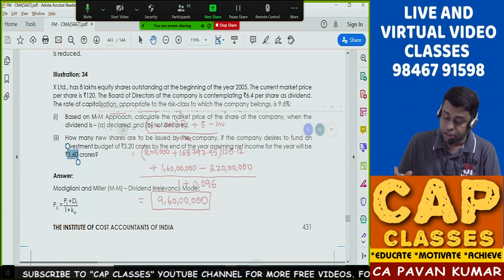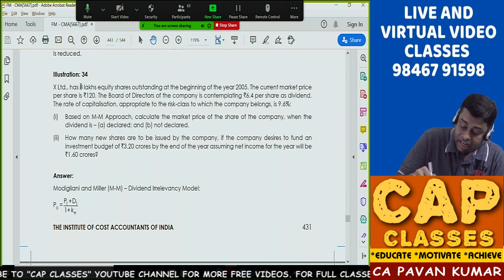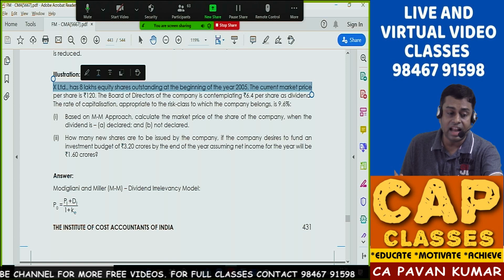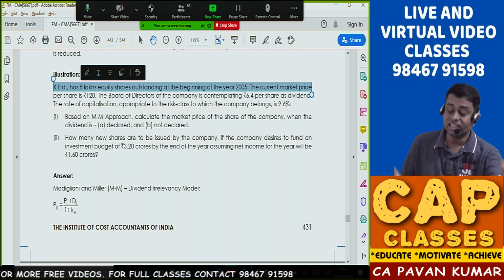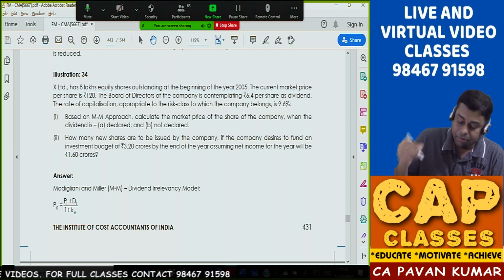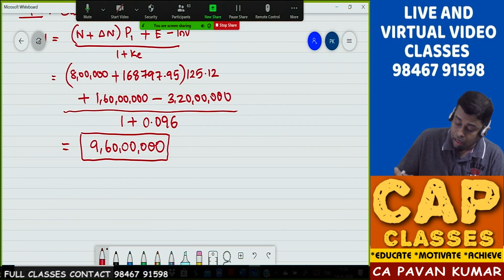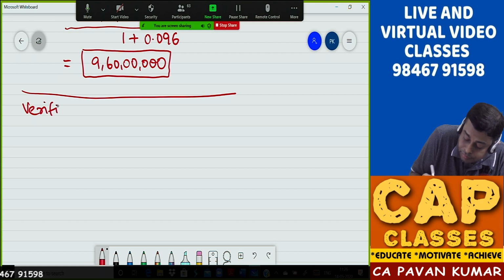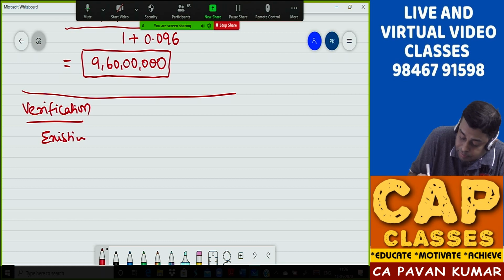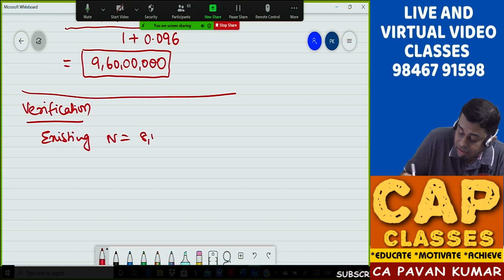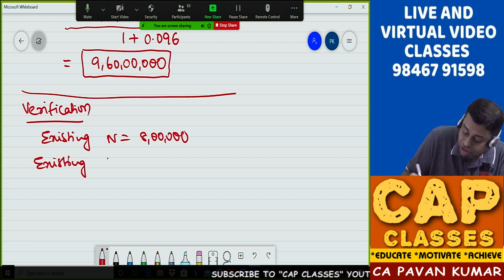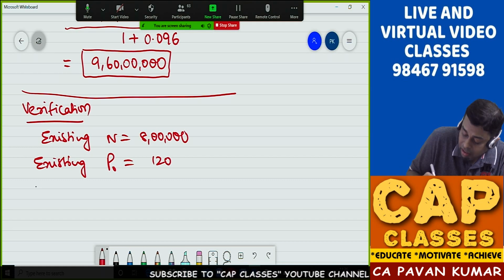So go back to the question. How many equity shares does the company have? In the first line they said the company has 8 lakh equity shares. Correct? What is the market price of the share? 120 rupees. Now we'll do verification. Existing number of shares: 8 lakhs. Existing market price of the share, P0, is 120.